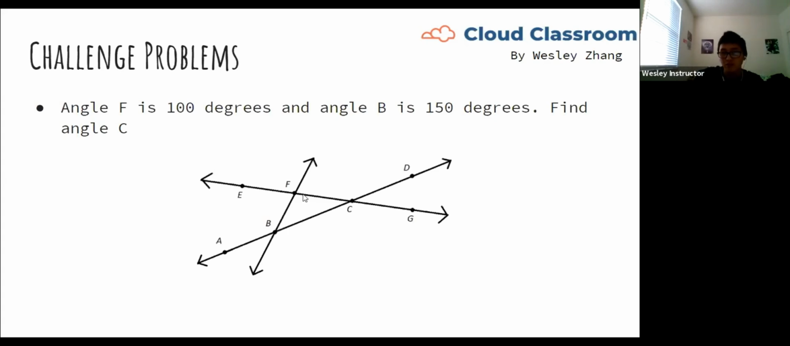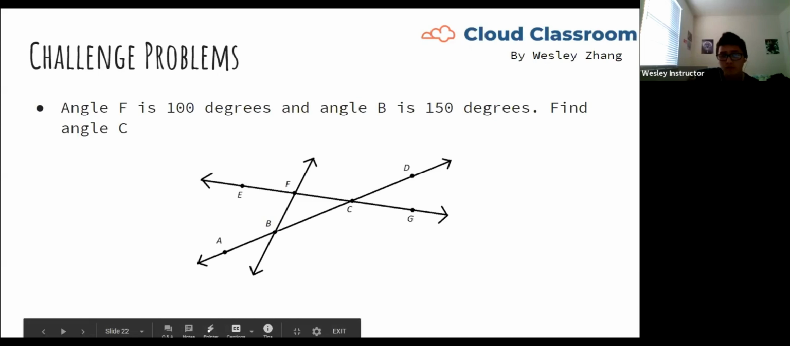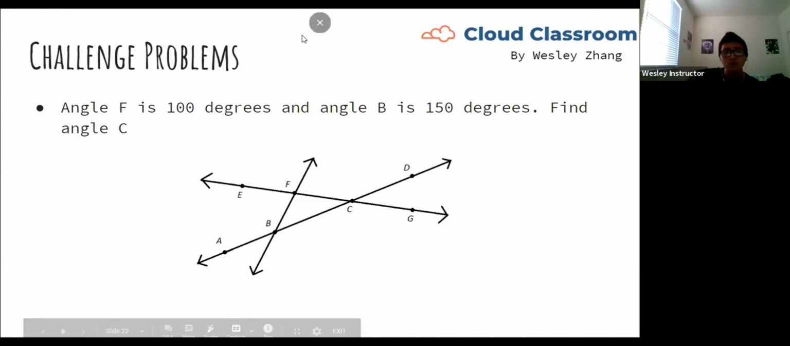Guys, remember that the sum of the interior angles of a triangle adds up to 180 degrees. Okay, about 2 more minutes. I want to leave you guys enough time to play Kahoot.